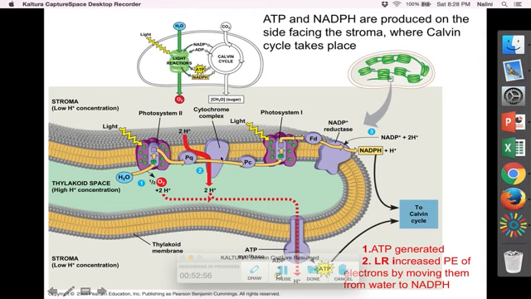So remember, water is taken in, oxygen is released. Electrons that are coming from water take energy from the sun through all these reactions, and finally they are energized and given to NADP plus. NADPH, the energized electron carrier, is waiting for enzymes in the stroma to use these for making sugars during the Calvin cycle.